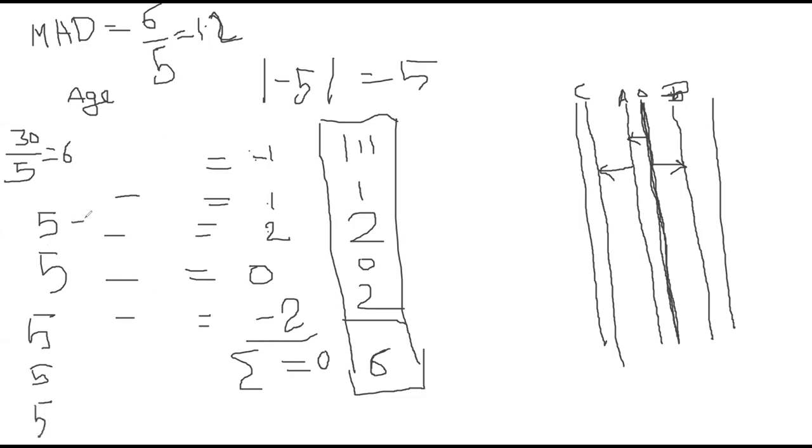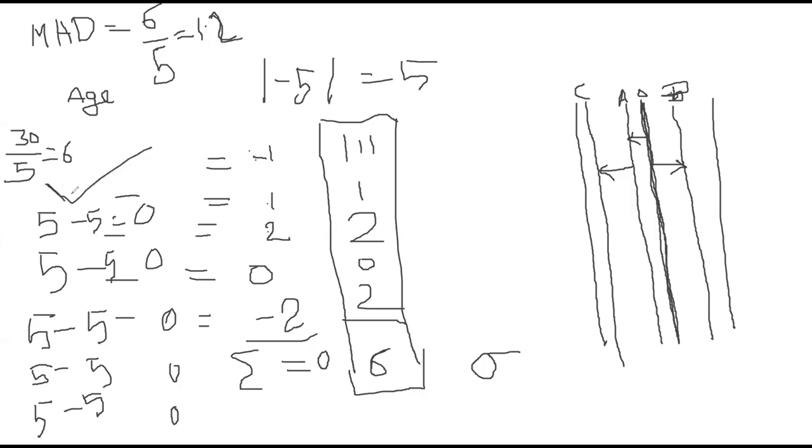Their average is 5. And when I subtract 5 from 5, what do I get? I get 0, 0, 0, 0. In this case, what would be my standard deviation? Exactly, it's 0. So what is the preferred value of sigma? This is an ideal condition, where everyone in my class is 5 years old.